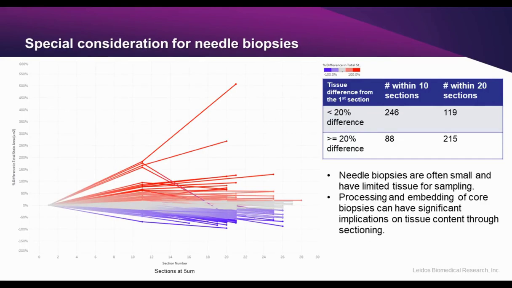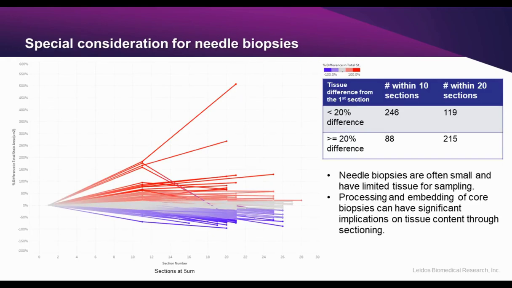Needle core biopsies have special considerations when considering multiple slides, as they tend to be thinner and with less representative tissue content. We looked at a number of needle biopsies to see if we could correlate nucleic acid yields to tissue density. From these studies, we looked at how the tissue area changes at 10 and 20 sections away from the origin section. At 10 sections away, approximately 26% of the biopsies had an area difference of greater than 20%. By the time we were 20 sections away, in some cases more, 64% of the core biopsies had a tissue area change of greater than 20%.